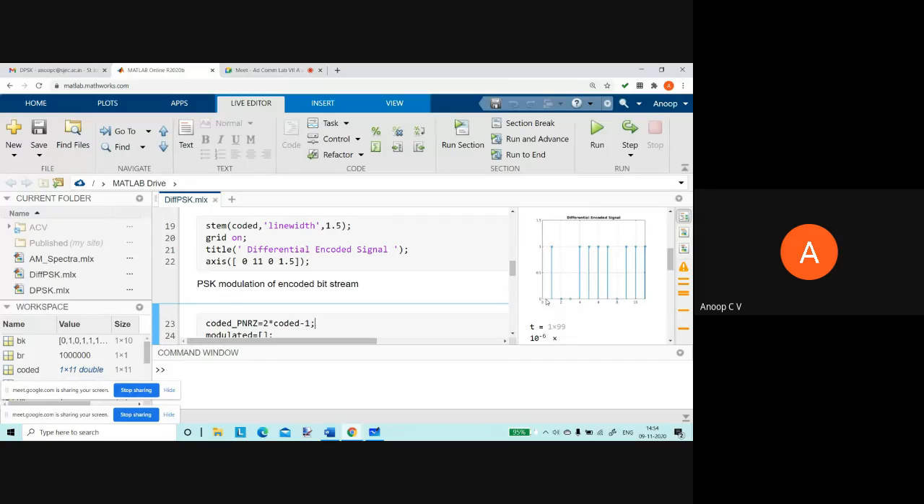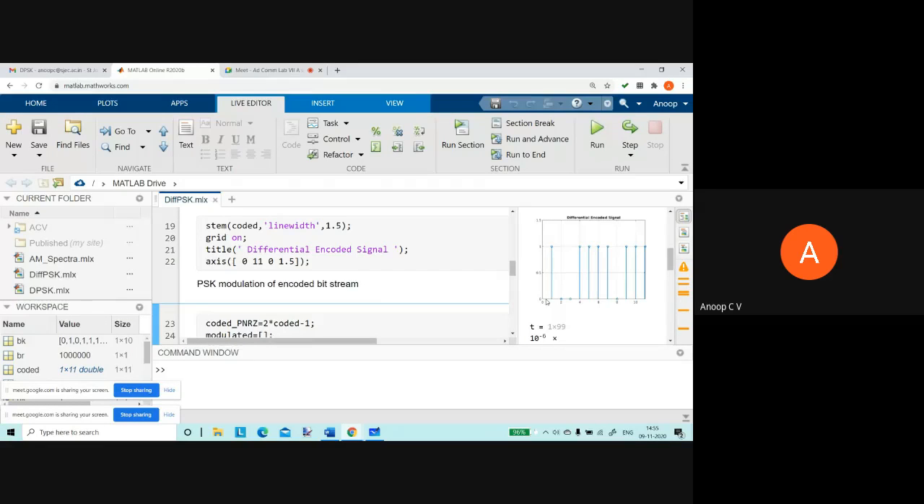Now next what we have to do. The differential encoded bit sequence is either 0 or 1. But if I have to perform phase shift keying, especially binary phase shift keying, I have to convert the signal into a polar form, right? For instance, when you implemented a BPSK system in discrete components, we wanted our input to be either plus or minus 1, right?